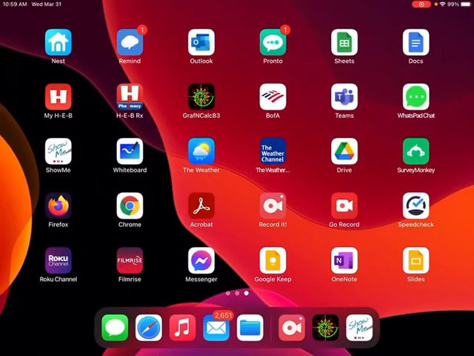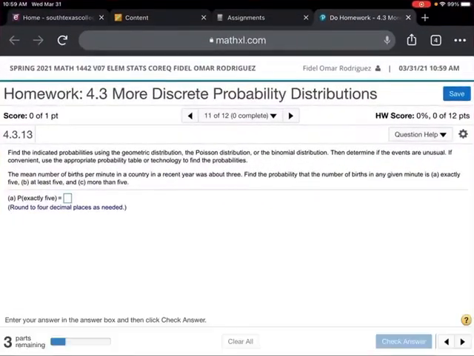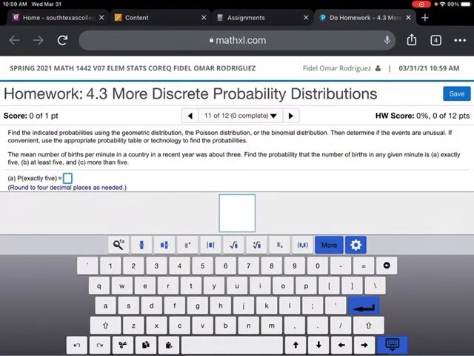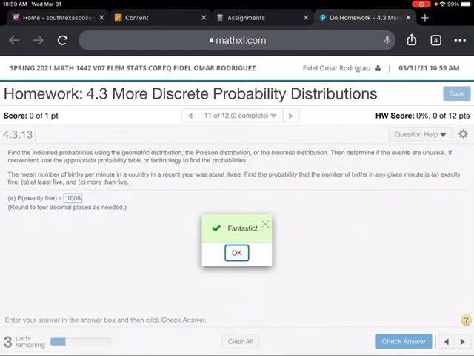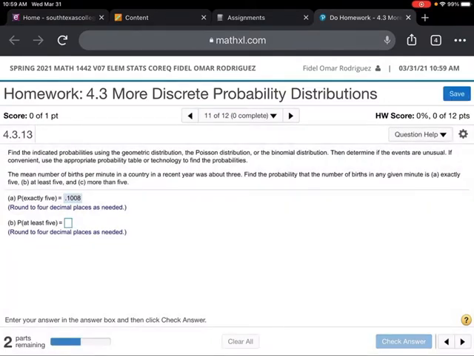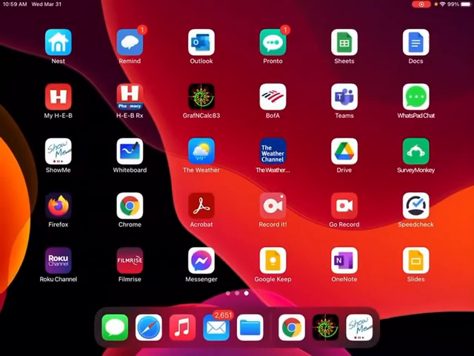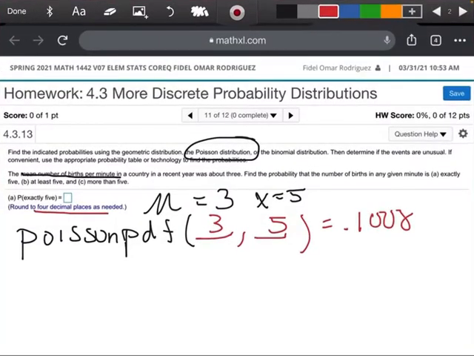And to show you, let's see, here's my problem. So I'm actually going to type it into my MATLAB, 0.1008. And, okay, perfect. So we know that it's working, right? Okay, so now let's do part B. Part B says at least 5.